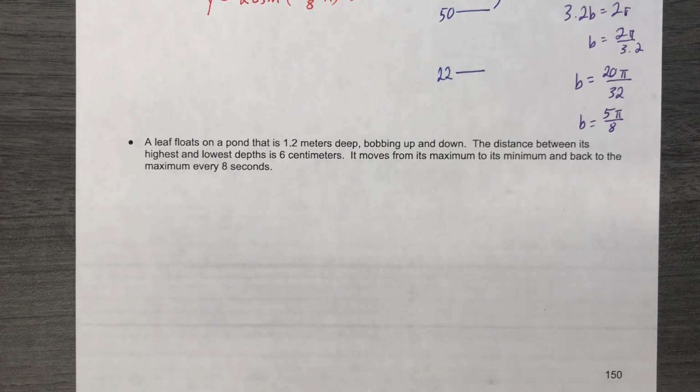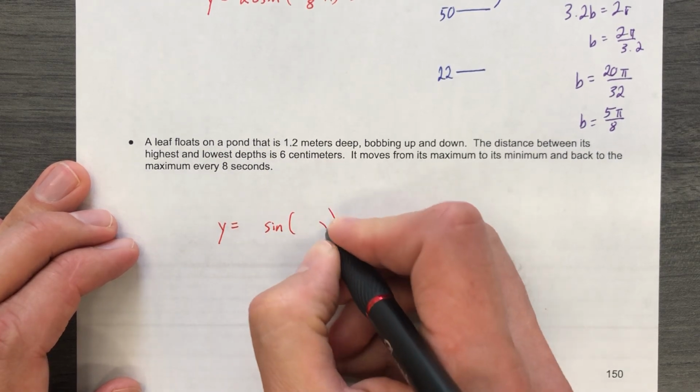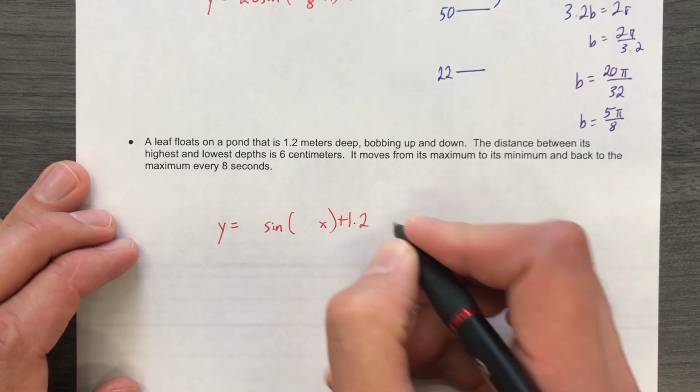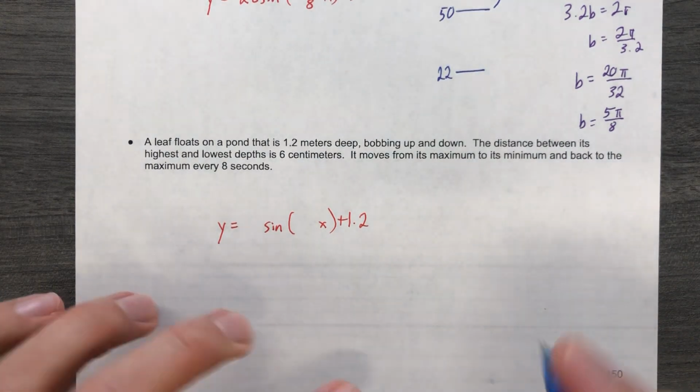All right, a leaf floats on a pond that is 1.2 meters deep. That's the average, that's the midline. It's not stated directly, but that's it. So y equals a sine bx plus d. Bobbing up and down, distance between its highest and lowest is 6 centimeters.